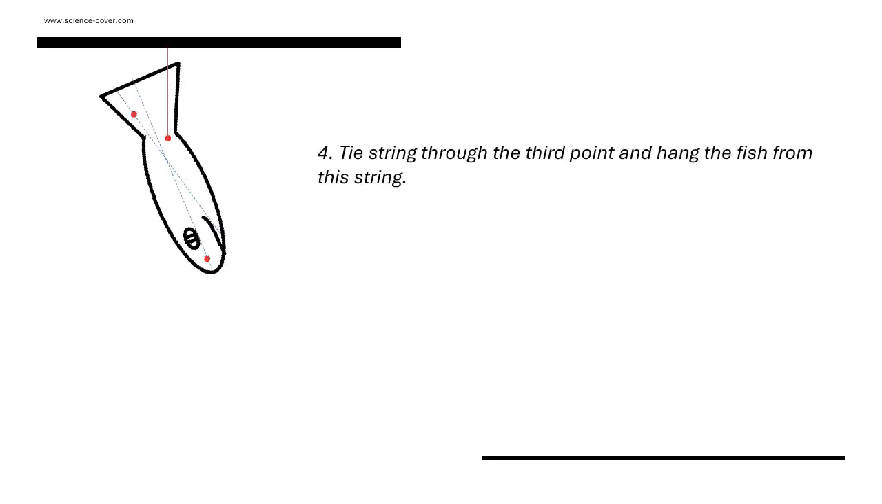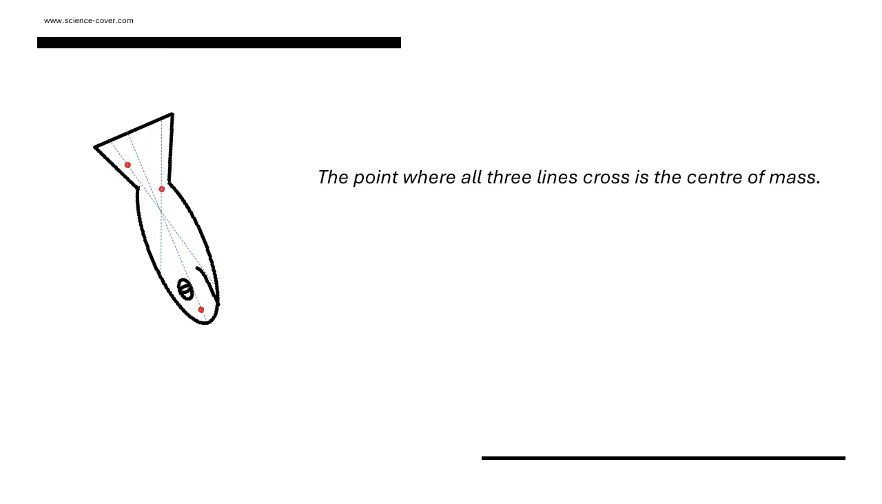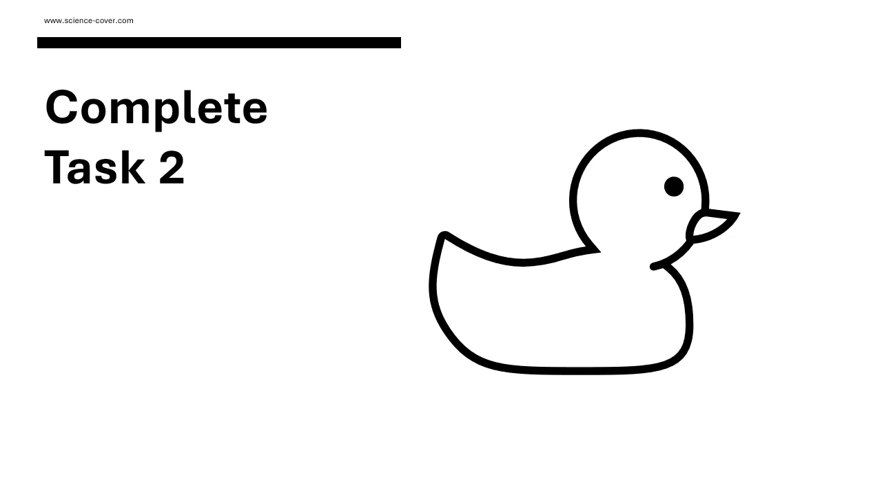Tie the string through the third point and hang the fish from the string. Hang your plumb line from this point, and the centre of mass should lie along this line, so mark on the direction of the plumb line with a pencil. Now we can see that all 3 lines cross at one point, so this must be the centre of mass. We can then mark the centre of mass with a cross. Pause the video and complete task 2.